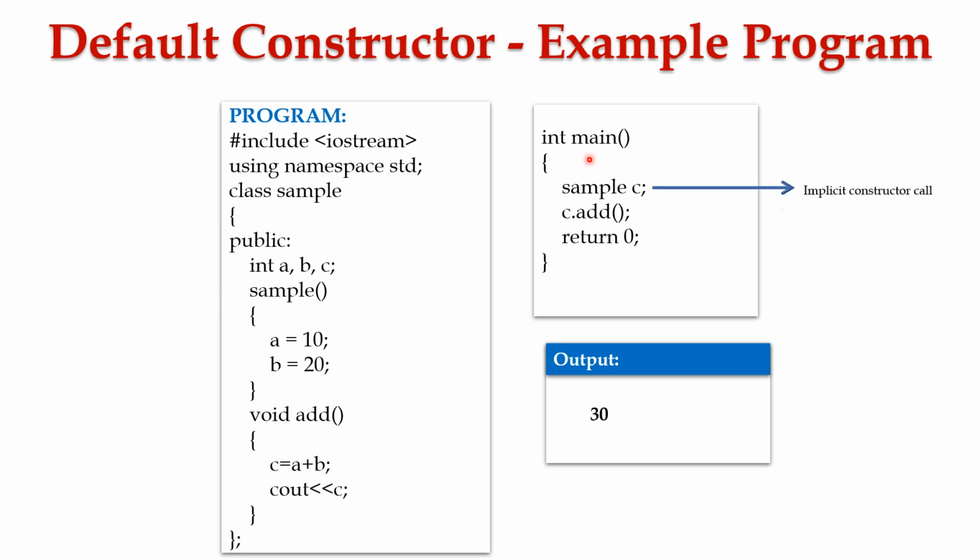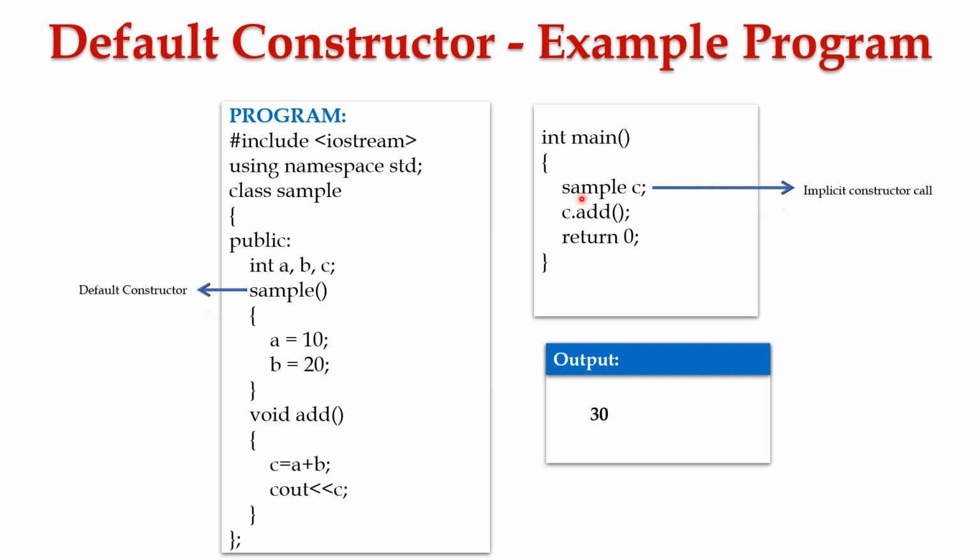Let's see the execution of the program. We all know that the execution starts from the main function. Here we have created the object C without any argument for class sample. The default constructor defined in the class sample is implicitly called to initialize the object C.